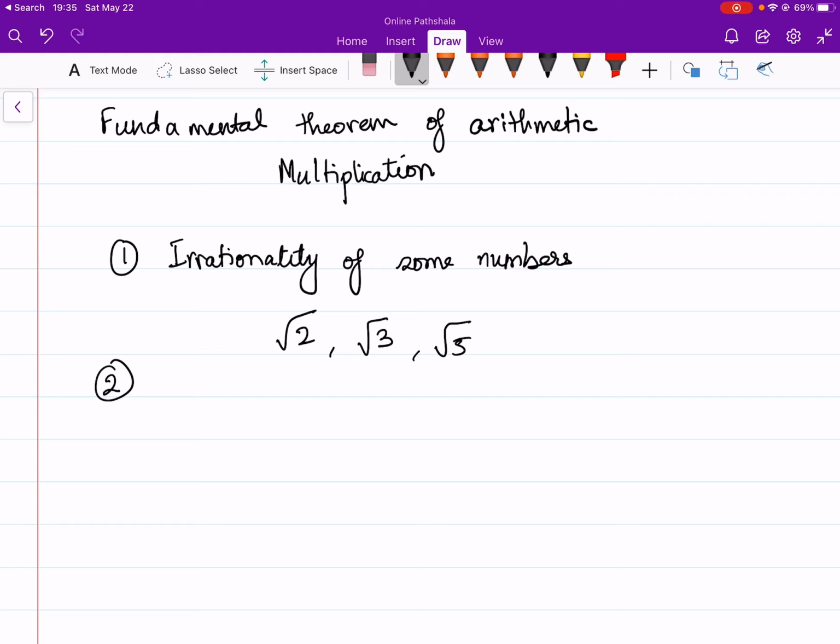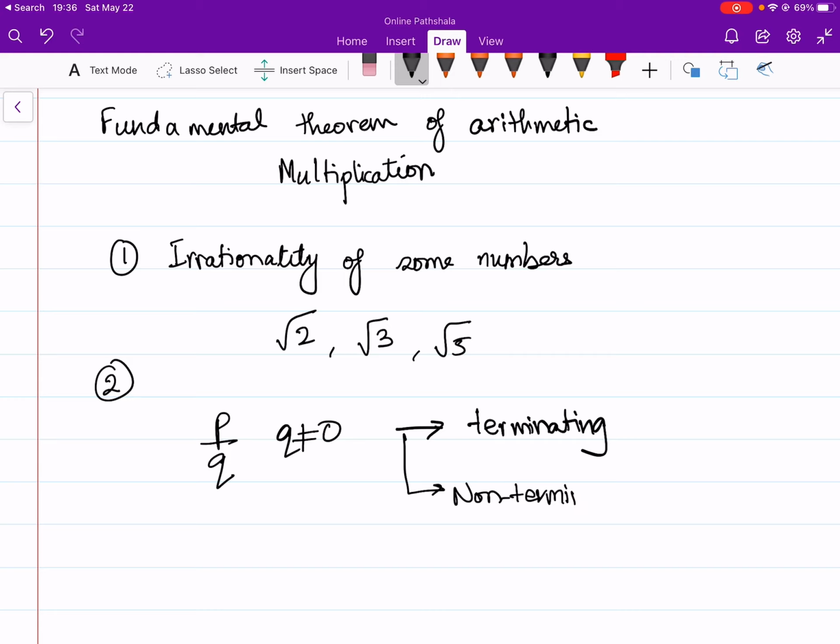The second application of this fundamental theorem of arithmetic is to look at when the decimal expansion of a rational number, let's say p by q, where the denominator q is not equal to 0, is terminating and non-terminating, right? Now you know what is terminating. So when you divide p by q, you get a very specific answer, that's terminating. Non-terminating is when the number keeps on going as you keep on dividing. That is, it doesn't converge, right? So that's what we mean by non-terminating.